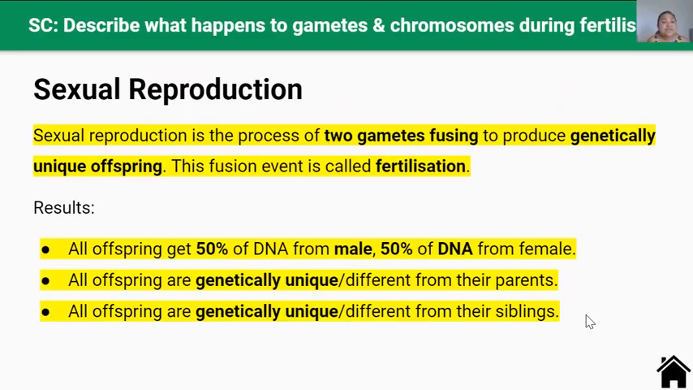So, the result of sexual reproduction is that all offspring made through sexual reproduction get 50% of their DNA from the male parent and 50% of the DNA from the female parent. But the offspring are genetically different from their parent. You look like your parents, but you're not exactly like one of your parents. You're still genetically different from your mum and your dad. And all offspring are unique. So brothers and sisters and all the siblings that come from the same parents are unique. They look different from each other.